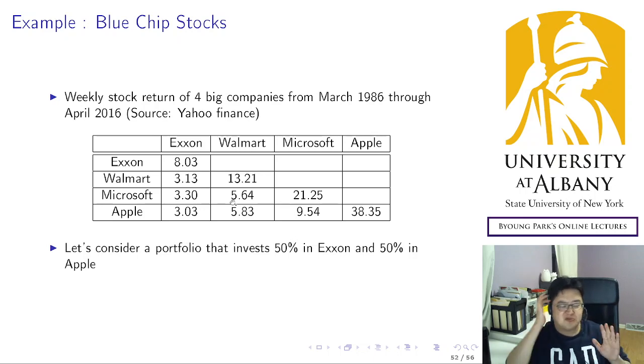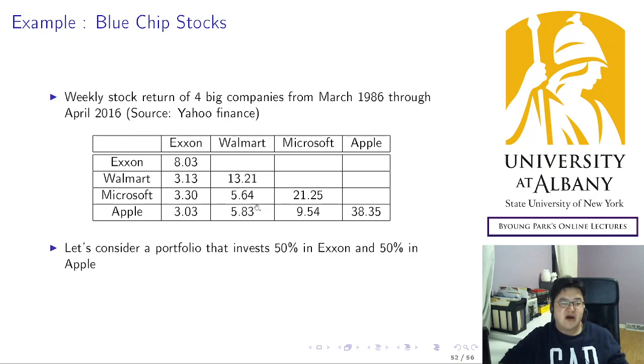What we are going to do is try different portfolios and see how they work. By the way, this table is a covariance matrix. Remember, it is a covariance matrix. The diagonal terms are variances. For example, 8.03 is the variance of Exxon, and 38.35 is the variance of Apple, right? So the diagonal terms are their variances, and off diagonal terms are covariances.